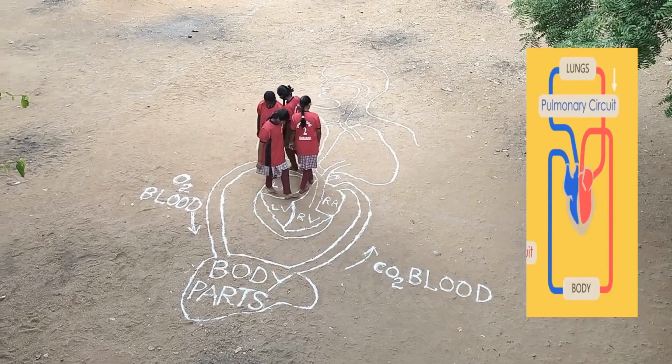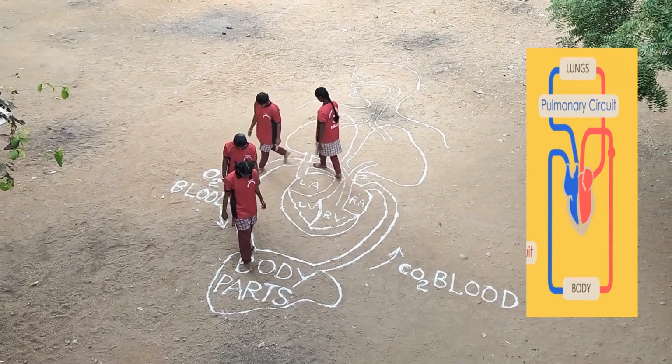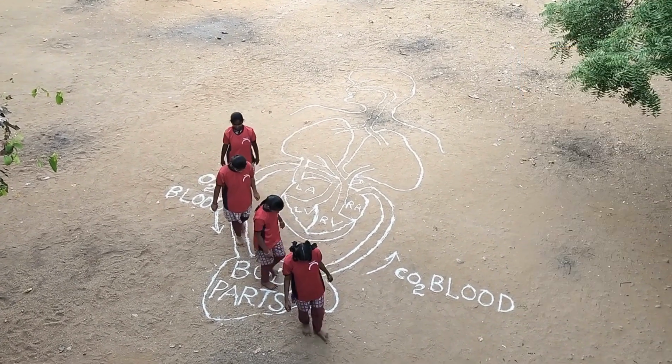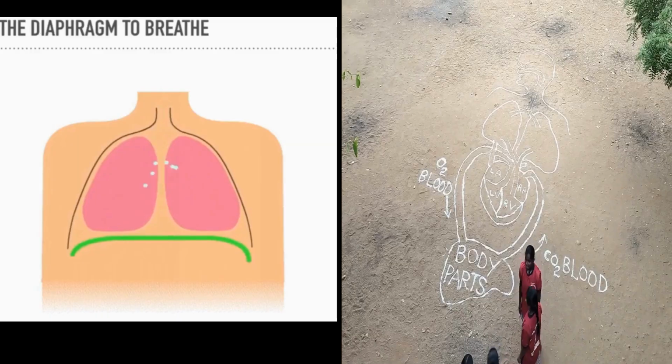From the left ventricle, the systemic aorta originates. The systemic aorta takes the oxygenated blood to various body parts. To complete one circulation, blood flows through the heart twice. That is why it is called double circulation.